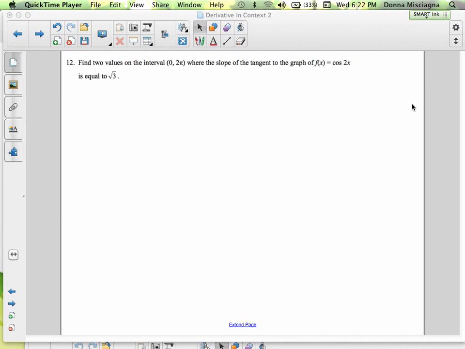Here's our next problem. Find two values on the interval 0 to 2 pi where the slope of the tangent to the graph of f of x equals cosine 2x is equal to the square root of 3. All right, let's do this problem. Now, this one is just a little harder.